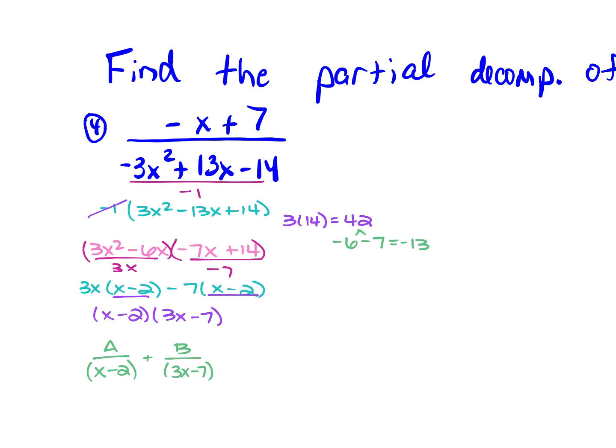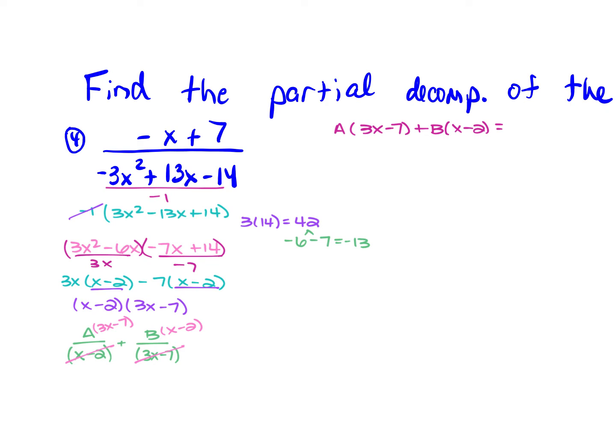What does the first fraction's denominator have that's not in your least common denominator? 3x minus 7. So cross out your denominator, multiply the a by 3x minus 7. What about the second? X minus 2. So this now gets rewritten as a times 3x minus 7 plus b times x minus 2 is equal to what? Negative x plus 7.